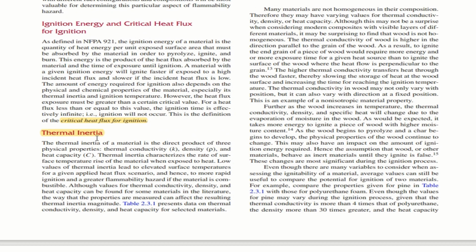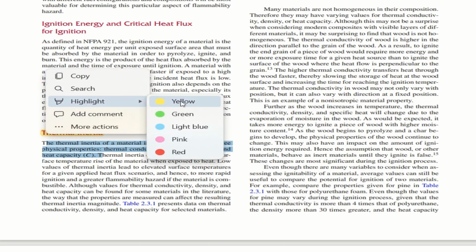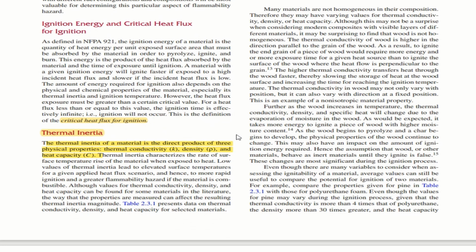So thermal inertia is also an important topic. What they say, the thermal inertia of material is a direct product of three physical properties: thermal conductivity, density, and heat capacity. This is also an important point you need to remember. I'm not going into the detailed concept of all these particular topics, since we have a total of 104 pages in this section 2. I am going to cover only the highlighted points for easy identification and understanding. Also I have highlighted these points for your easy review.